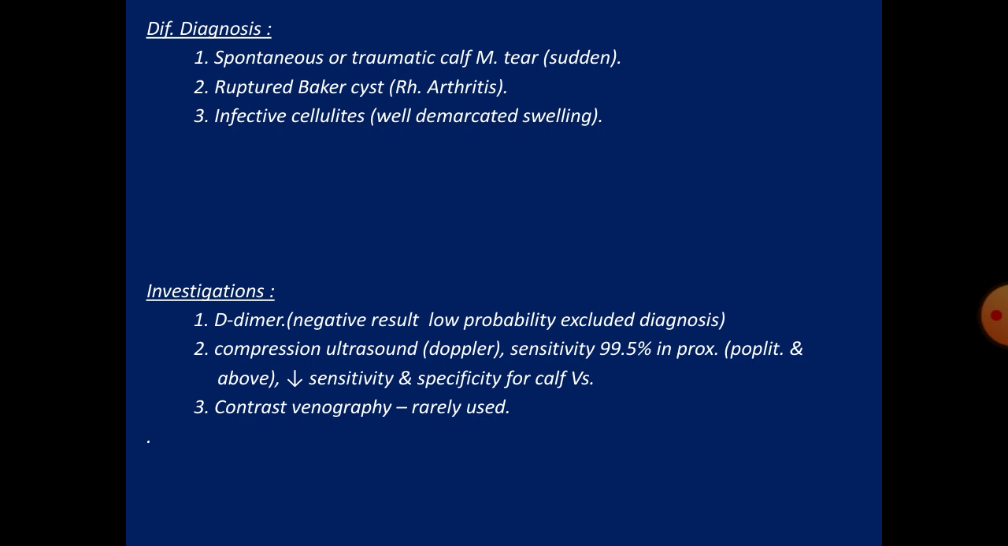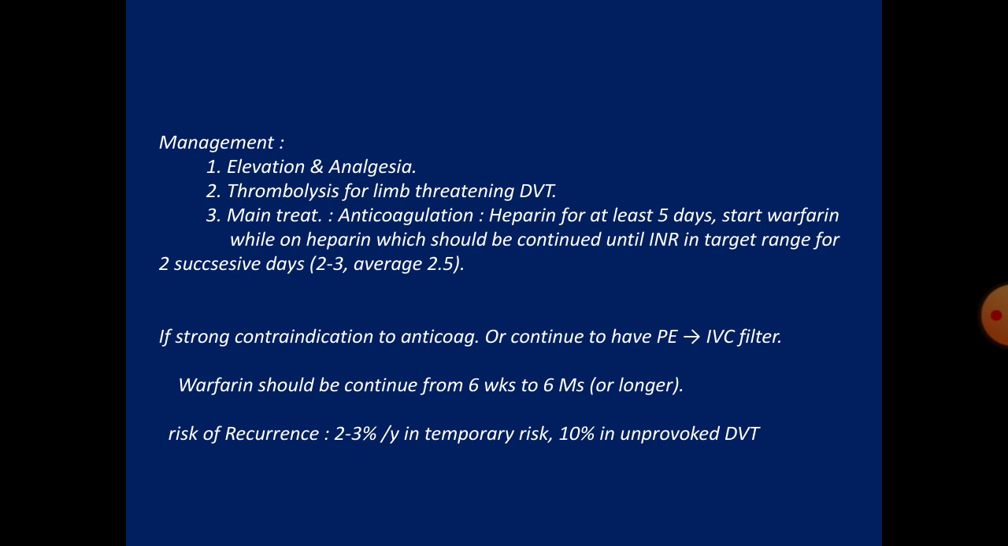The second test, which is the gold standard, is the compression ultrasound Doppler, with a sensitivity of 99% in the proximal veins, meaning above the popliteal, while the sensitivity drops for those patients who have distal vein thrombosis. Contrast venography is now rarely used for diagnosis of deep vein thrombosis.